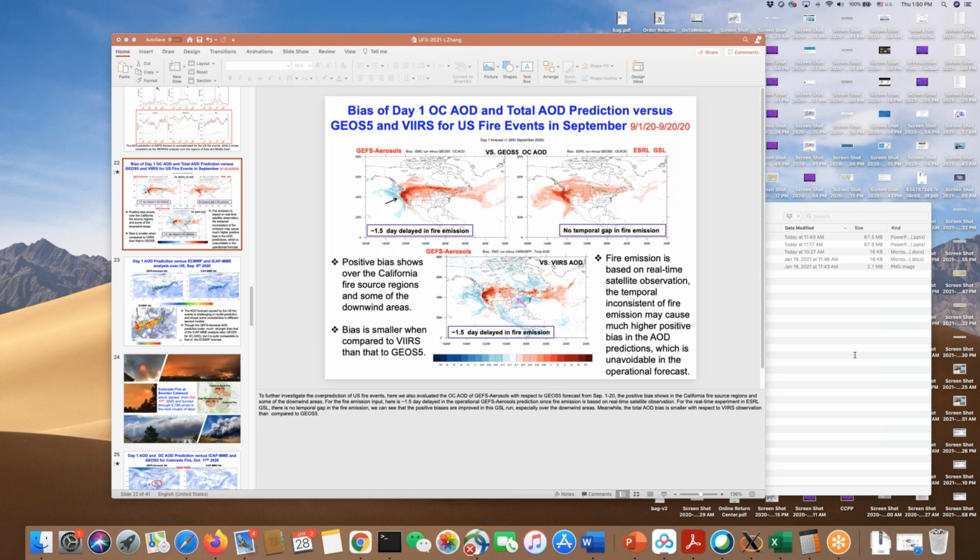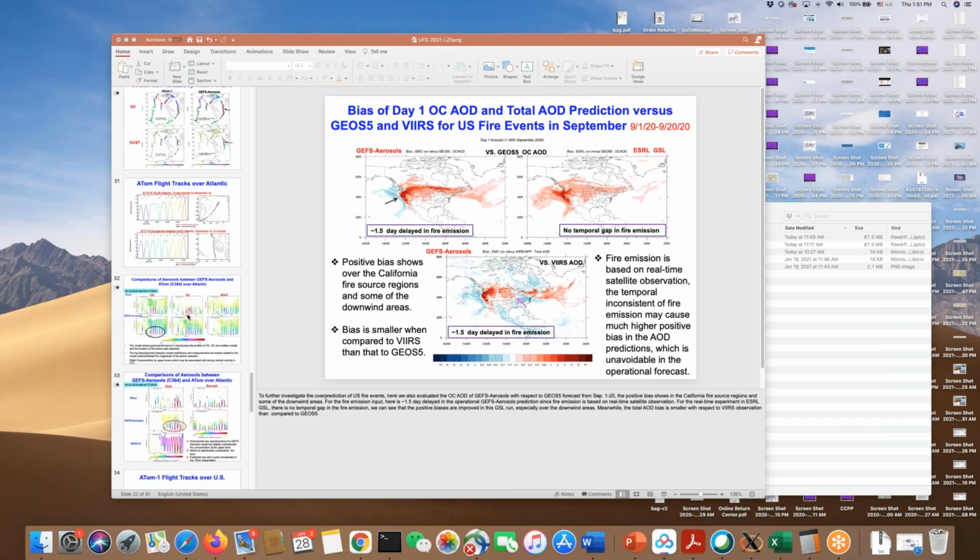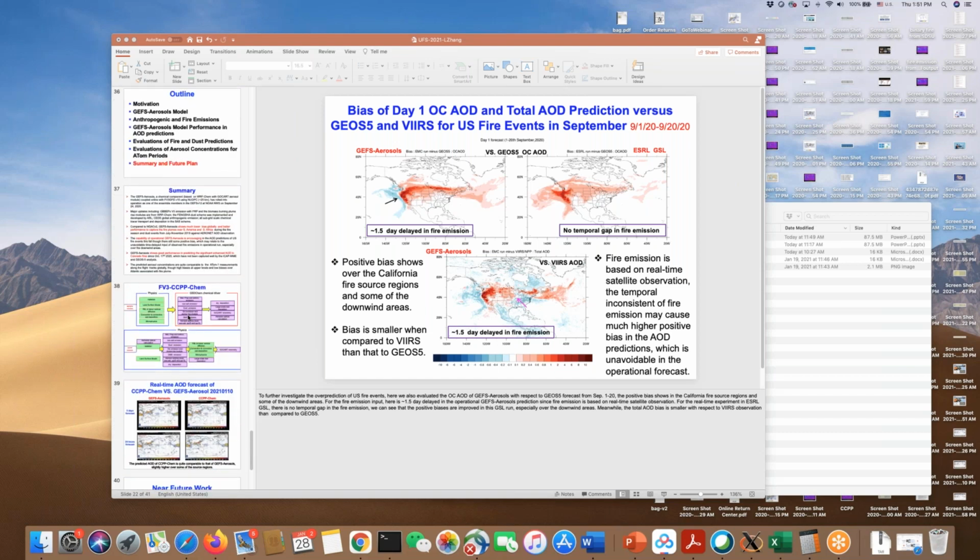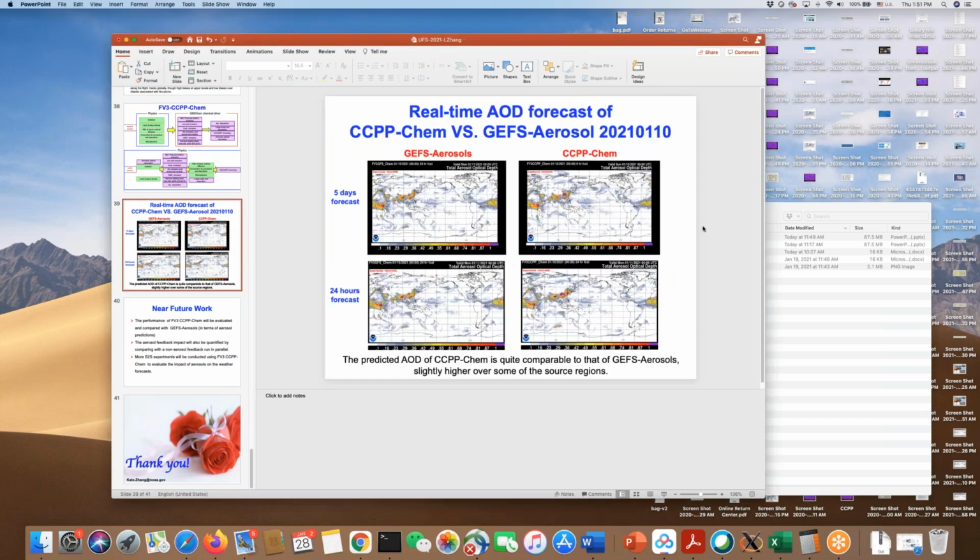So I also see Jimmy's question: is GEFS aerosol coupled to radiation, or does it not affect the meteorology? As I mentioned, in the current GEFS aerosol in operation, there's no aerosol feedback in the atmosphere, which means the aerosol will not impact the meteorology. But we have another one, in the research stage, that I introduced, which uses CCPP as a coupler. This one, which we just launched as a real time experiment, already includes the aerosol direct feedback.